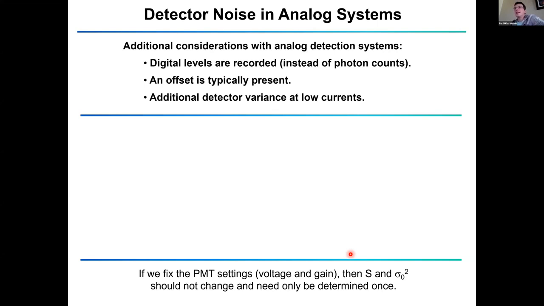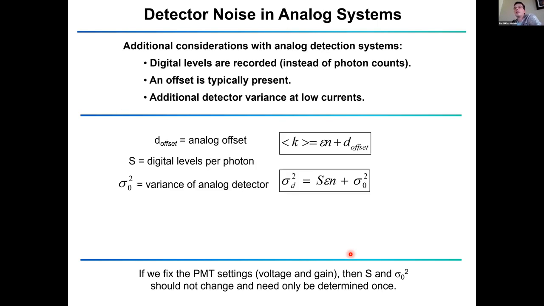Then in analog systems, you typically have an offset. So even if you have no signal, nothing on your microscope, you will get some counts, which is the offset. And then the third parameter you have to consider is that you have additional detector variance, which is due to the noise of the analog system. So to summarize, you have those three parameters: analog offset, conversion factor from digital levels to photons, and then the additional variance of the analog detector.